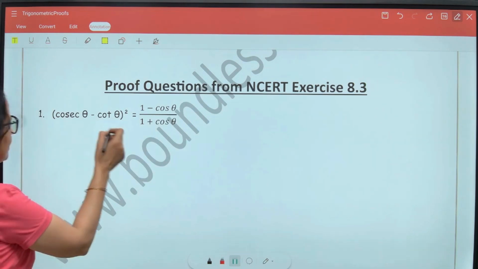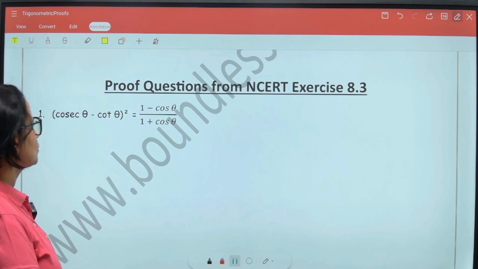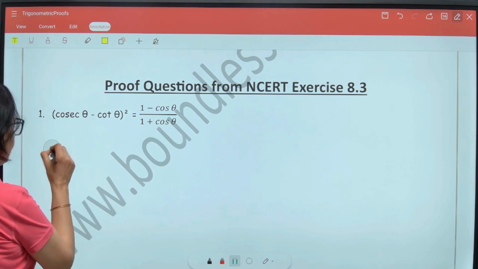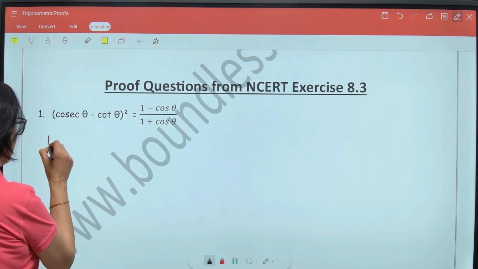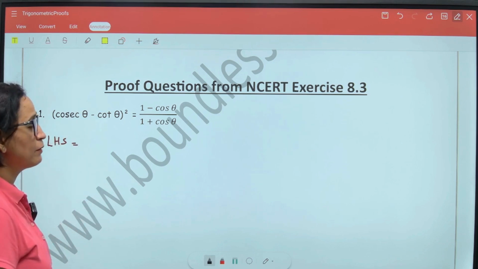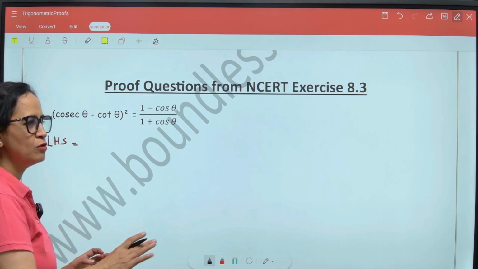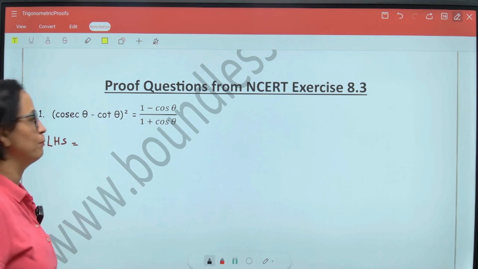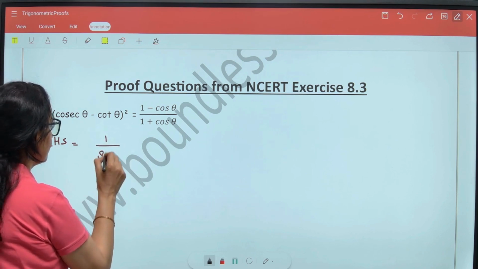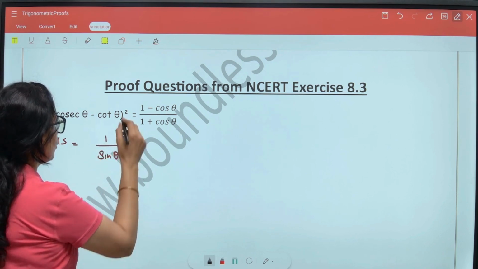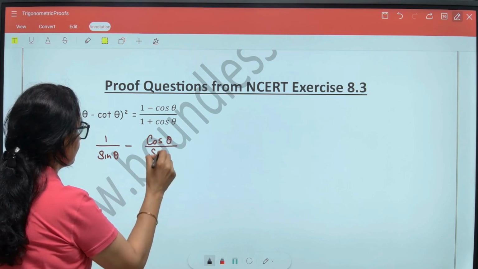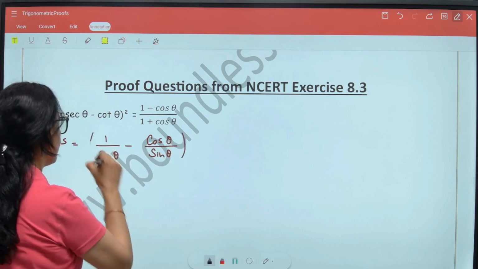Cosec theta minus cot theta whole square is 1 minus cos theta upon 1 plus cos theta, right? So we will start from the left hand side. So the left hand side says, what is cosec theta in terms of sin? Because we need to convert everything to sin and cos and then keep simplifying. So cosec can be written as 1 by sin theta. Cot theta can be written as cos theta by sin theta and it is whole square.